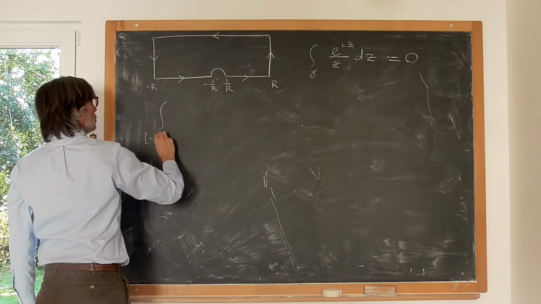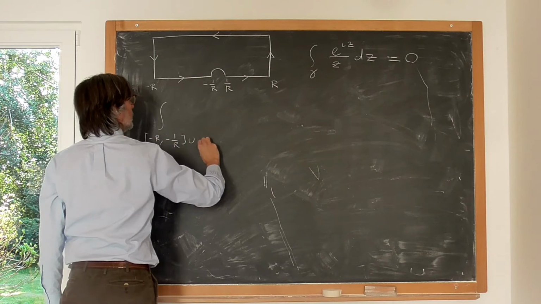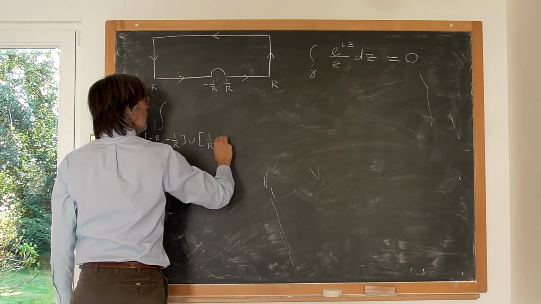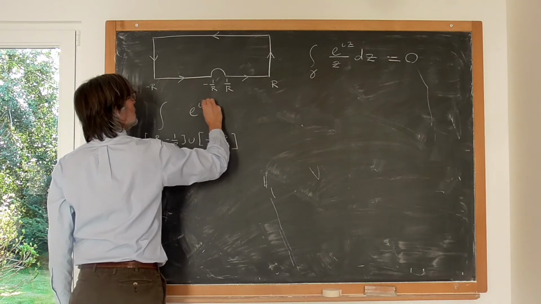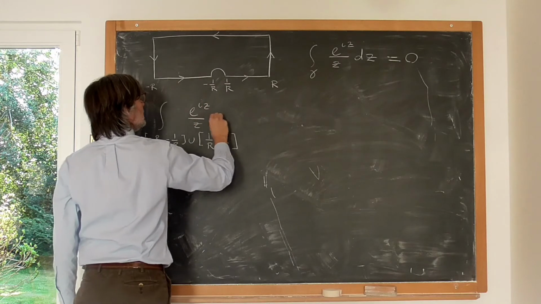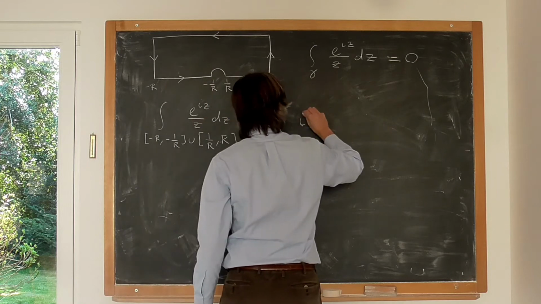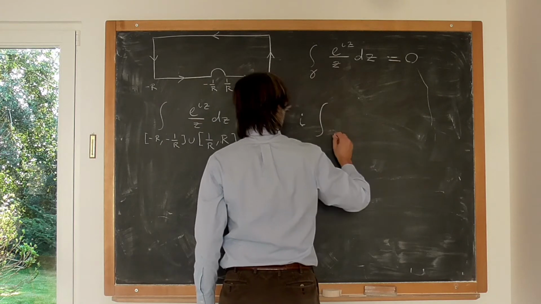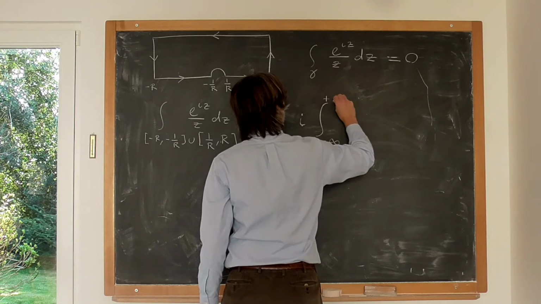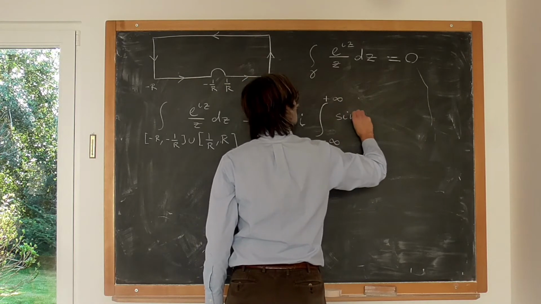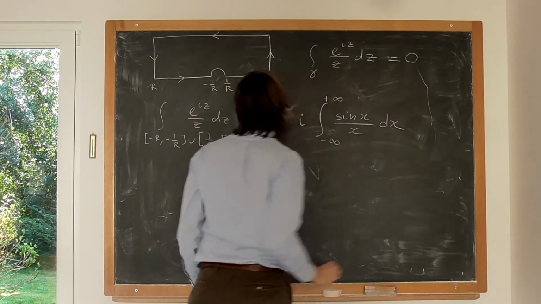the integral from minus R to minus 1 over R union 1 over R to R of our function e to the i z divided by z dz, we showed that this converges to i times the integral we are interested in, minus infinity to plus infinity of sine x over x dx.